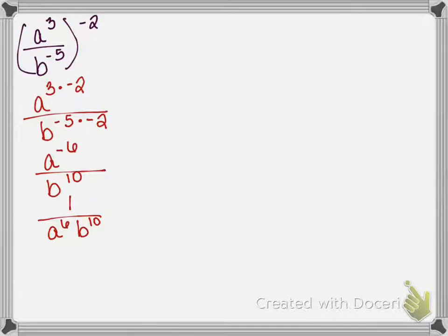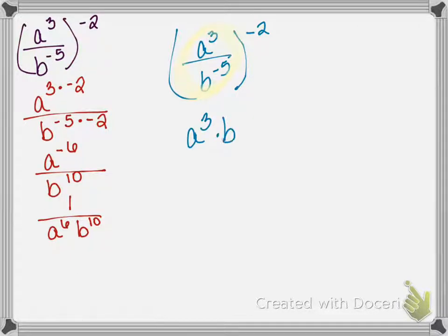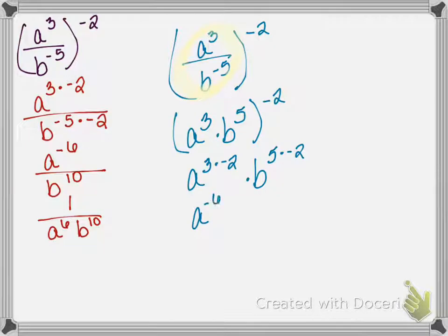Excellent. Now, as always, there is a second method. I have a to the 3rd over b to the negative 5th, all of that's raised to the negative 2nd. I'm going to simplify what's inside the parentheses first. So I have a to the 3rd times b to the 5th. I moved that b to the negative 5th to the numerator. Then I'm multiplying all of this times negative 2. So I have a to the 3 times negative 2, b to the 5 times negative 2. So now I've got to move both of them to the denominator because they have negative exponents.